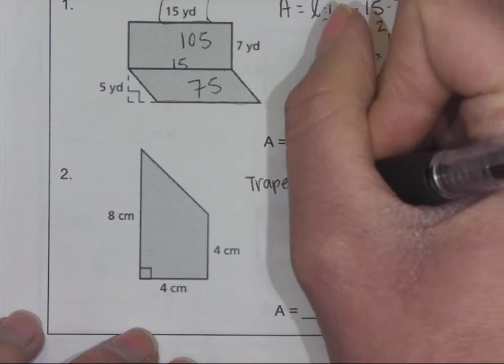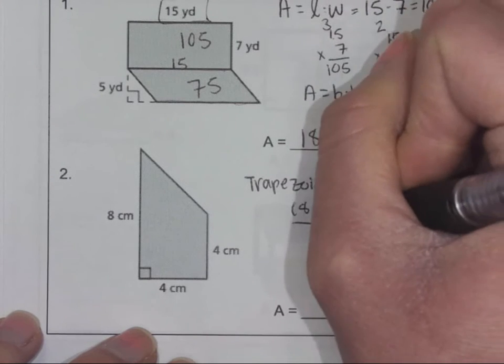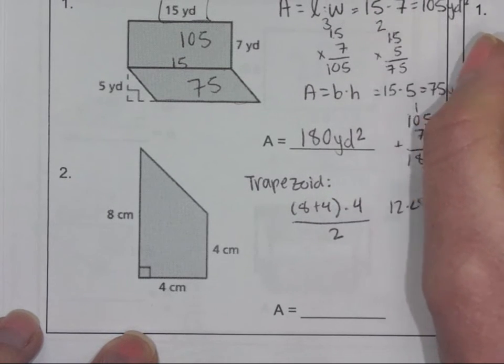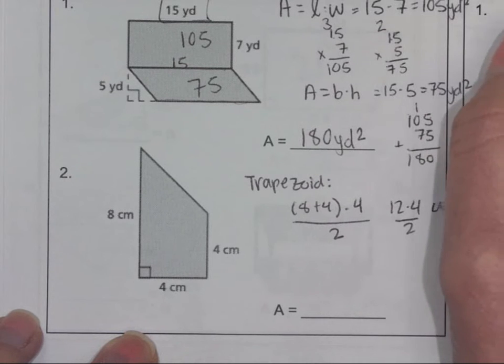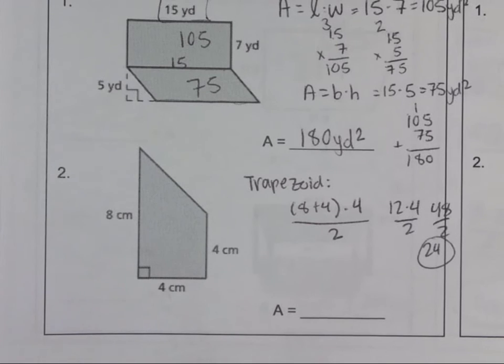If we did that, we would add our 2 bases, so 8 plus 4 times our height divided by 2. So right here I get 12 times 4. 12 times 4 is 48, divided by 2 gets me 24. Okay, that's if I do it finding the area of a trapezoid.